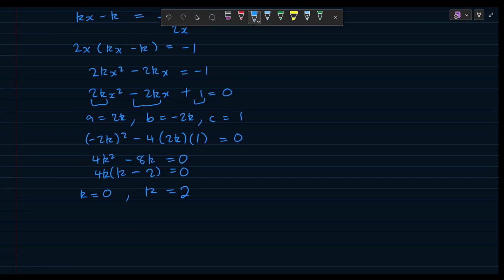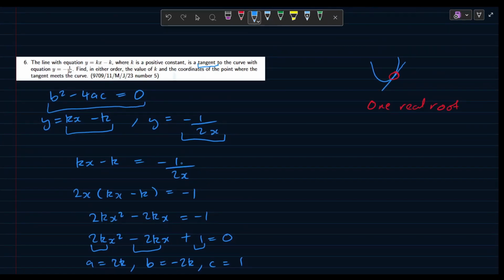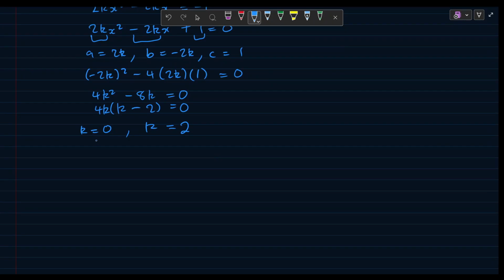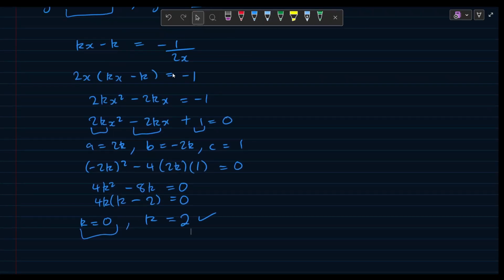So in the question we're told to find the value of k, right? So it means there's only one value of k. But they told us that k is a positive constant. So it means that we disregard the 0. We take k is equal to 2. That's going to be our value for k.